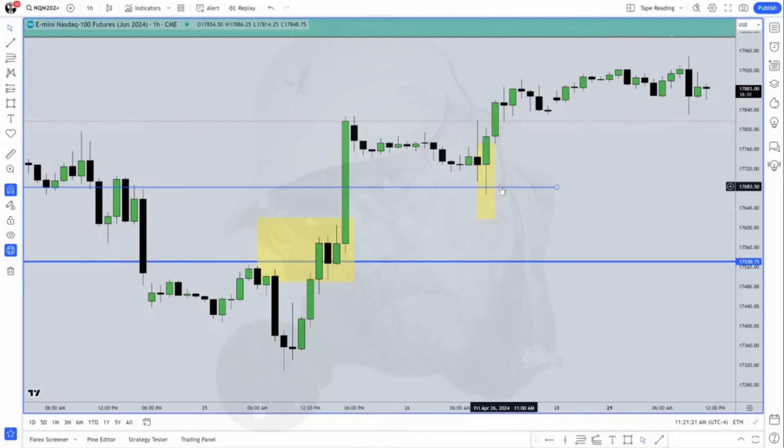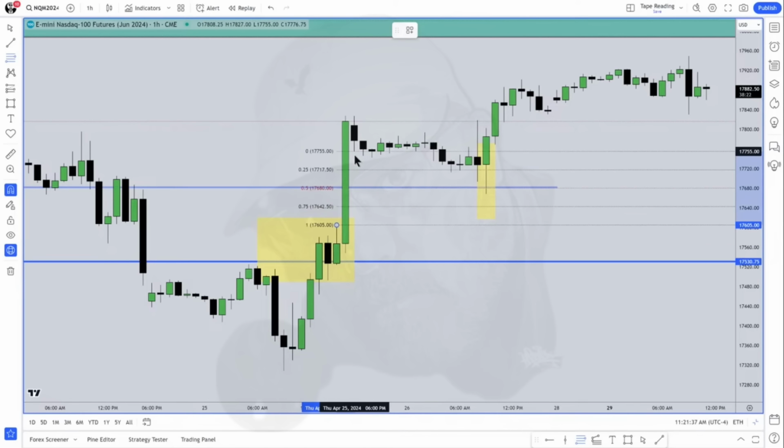What's it reacting off of? What is this? Buy side imbalance, sell side inefficiency. This is buy side delivery. It's inefficient in what? Sell side. Well, if we measure that from here to here, what are we looking for? The best buys are going to be at what? Midpoint or consequent encroachment in the upper quadrant.